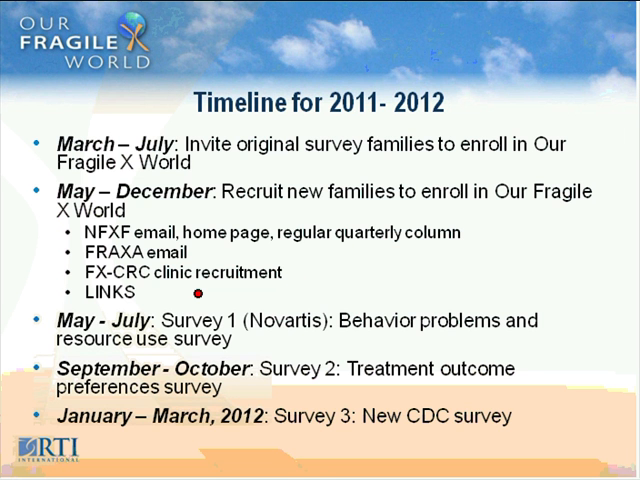So between May and July, we'll do our first survey, which is funded by Novartis, and this will focus on behavior problems. We'll offer a second survey this fall. It's funded by another pharmaceutical company and will be posted once we get final details, but it's around treatment outcome preferences. What would families like to see if they had to choose, if a new medication could do this but not that, which would you prefer? And then next January, we'll do this new CDC survey.